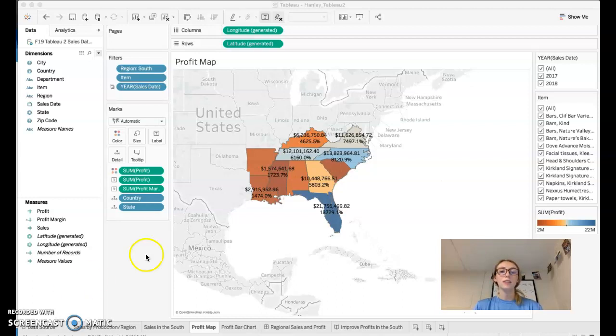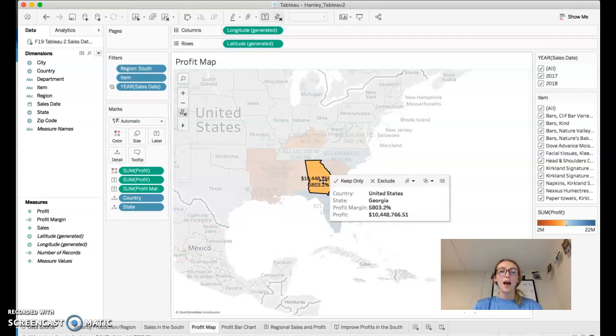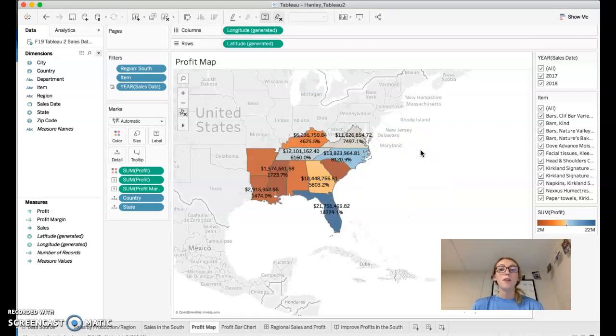When you hover over a state, like so, a box comes up telling you the name of the state, the country it is located in, the profit margin, and the total profit and sales. I created a profit margin in the initial data source as another way for the grocery distributor to get an understanding of the profit sales in that particular city or state. Once again, the darker red a state is, the lower the profit is, and the darker blue a state is, the higher the profit is in that area.